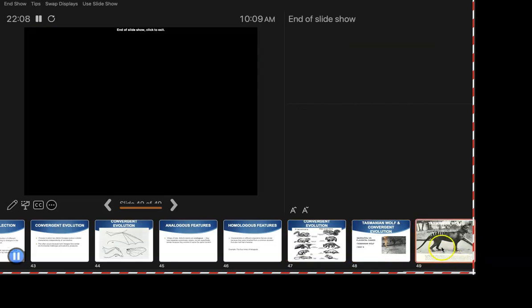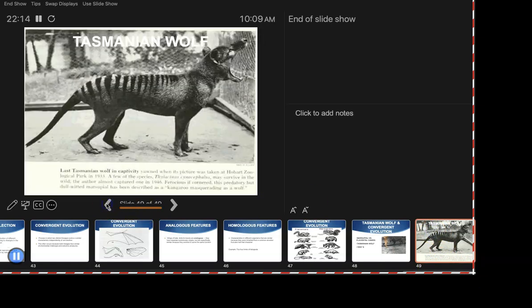Oh, there was one more picture. It's not going to let me see it. Come on. So, the last Tasmanian wolf in captivity. Yeah, Hobart Zoo. Wow, I remembered that. Thylacinus cynocephalus may survive in the wild, but this was the last one in captivity.